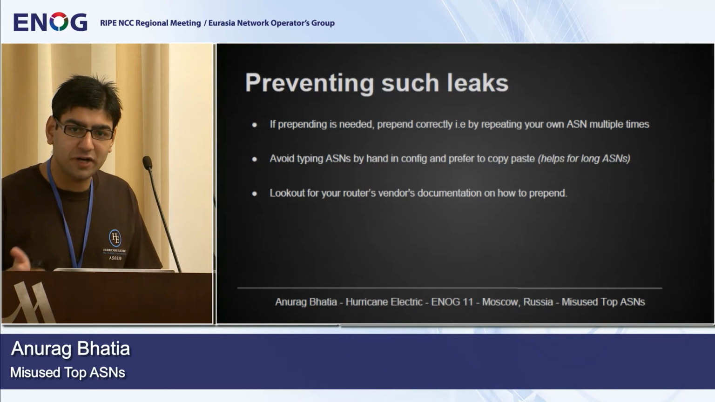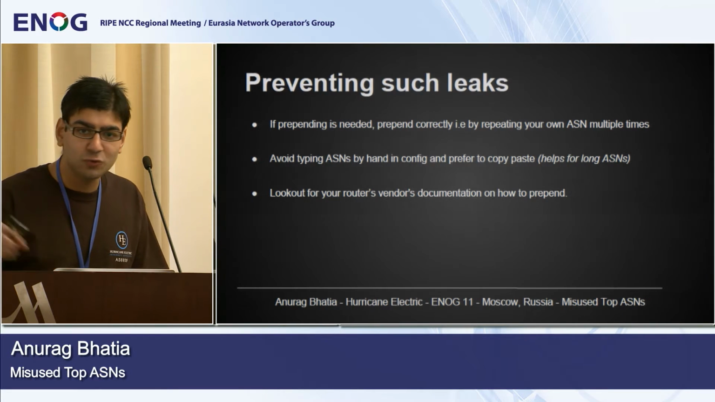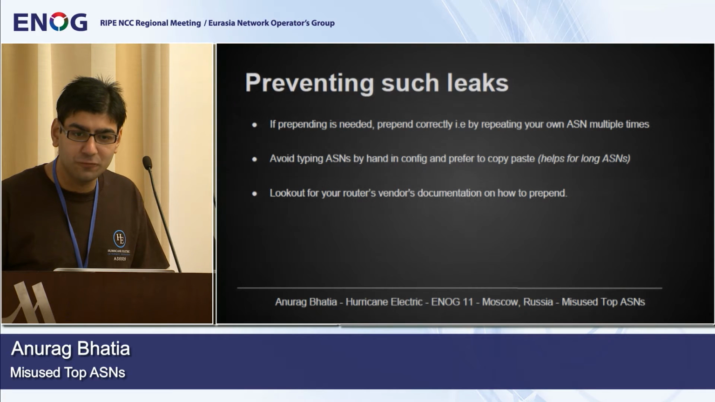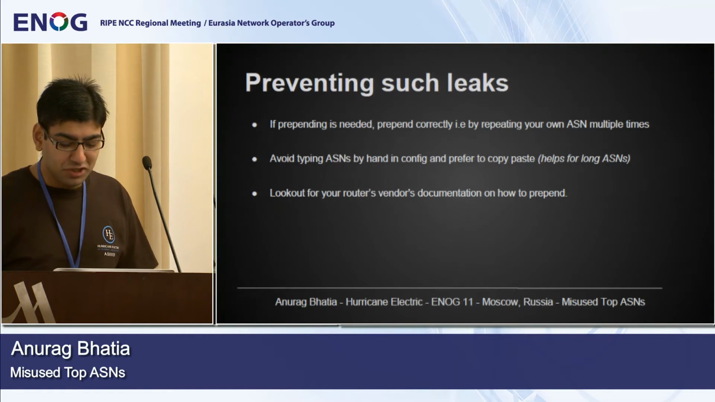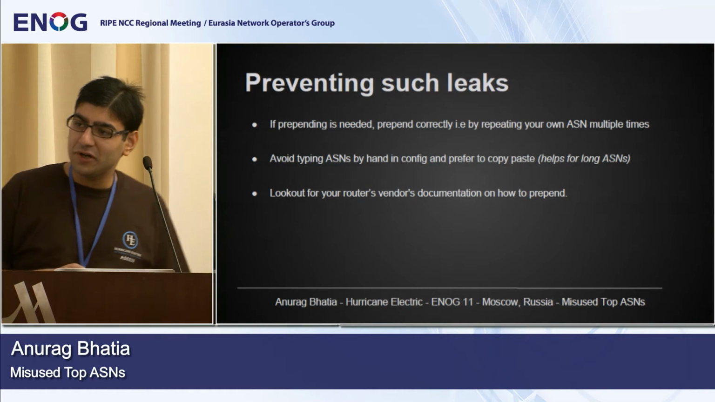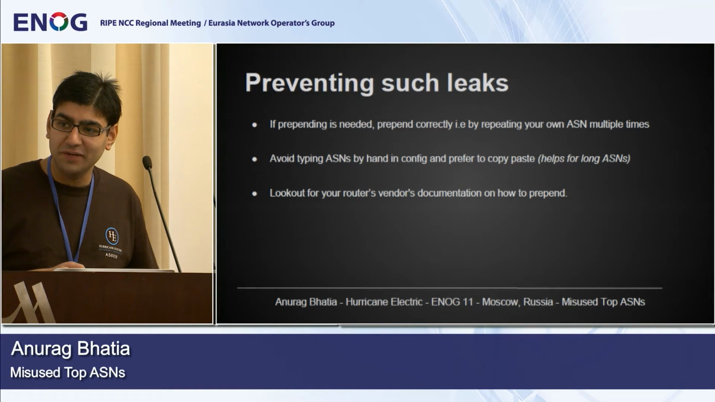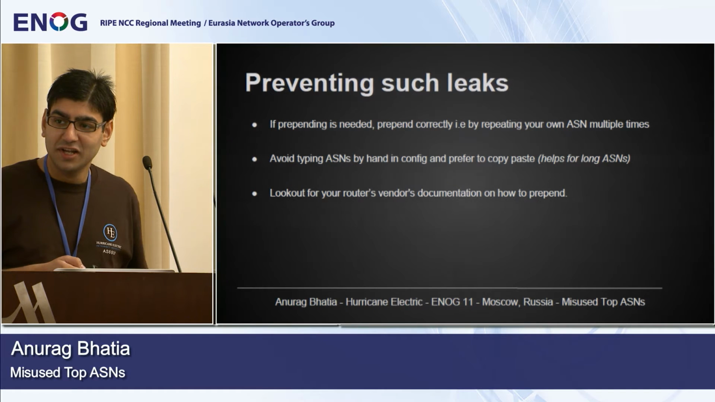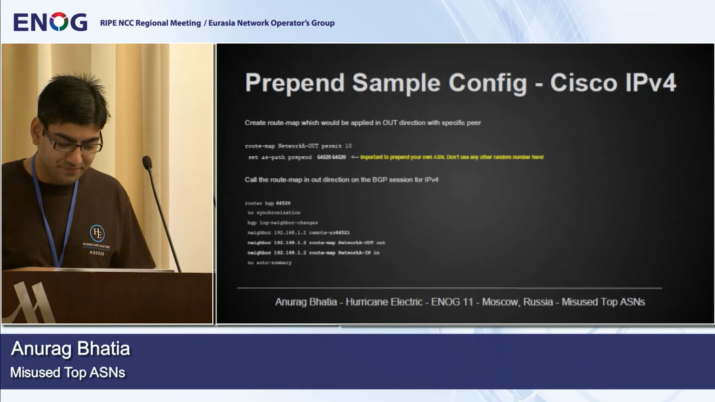We saw a lot of other strange ASNs, not just 1, 2, or 3. Like if someone is having 1, 2, 3, 4, 5, they tend to write 1, 2, 3, 4 within the AS path when they're prepending multiple times. And read your vendor's documentation on how to prepend. Some of the routers do actually ask you to put 1, 2, and 3, and they really prepend it like 2 or 3 times, while some of the vendors just expect you to type ASNs a couple of times.